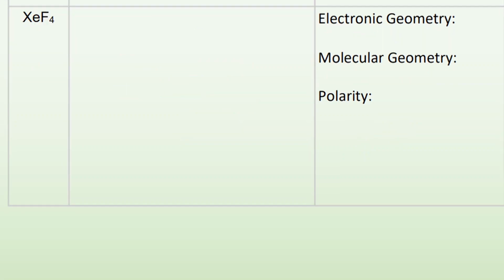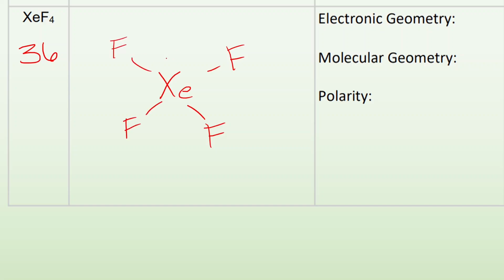All right, XeF4 is going to have a total of 36 valence electrons that we've got to place. So Xe with the 4 Fs. Let's see what happens. I finished the octets. I've placed 32 of my electrons, so now I have to place 4 more around that central atom. So that's my Lewis structure.